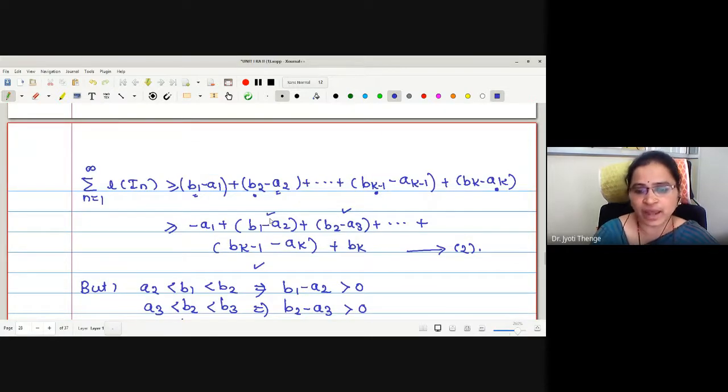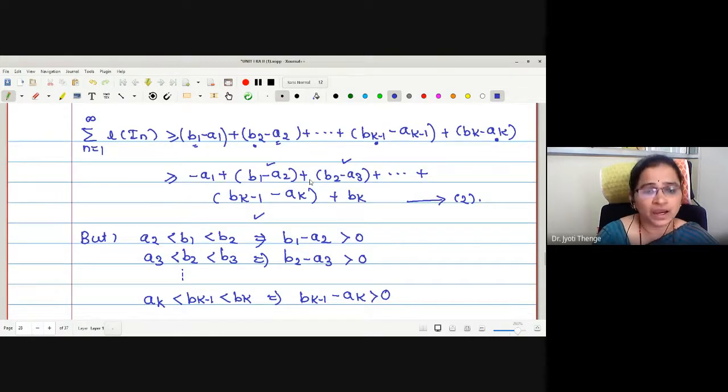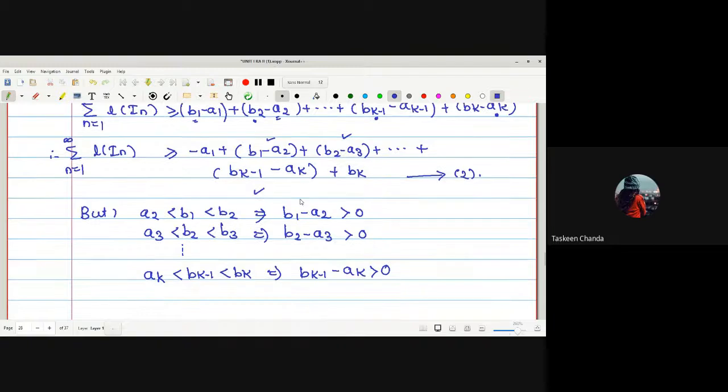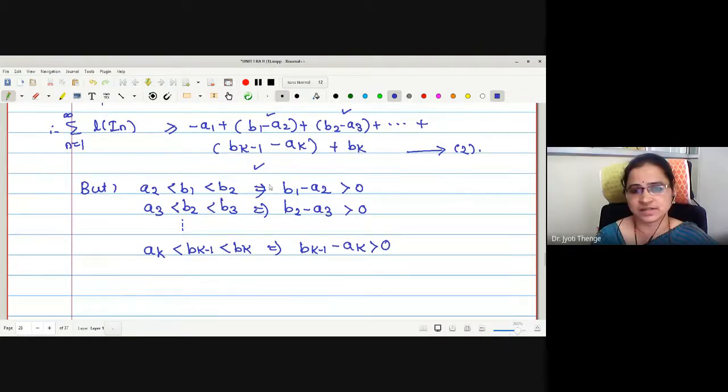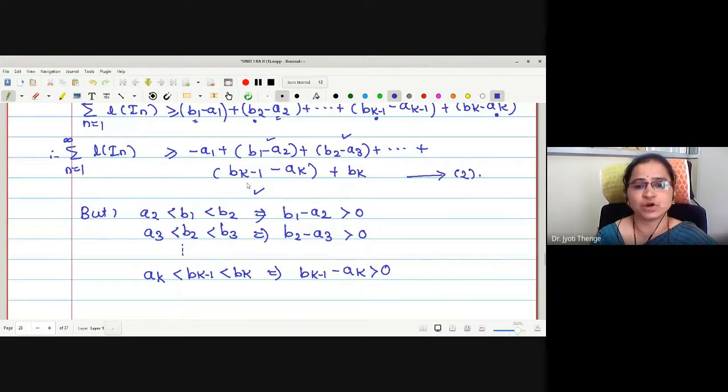Therefore, whatever brackets we have made on the right hand side of statement number 2 are all positive terms. My question is, if we remove all the positive terms on the right hand side of 2, what will be the effect on this inequality? The right hand side is already smaller than the left hand side, and we are removing some positive terms. Therefore, may I say the inequality remains the same? Yes, ma'am, it remains the same. Good. The inequality remains as it is because we are removing positive terms, so that the right hand side becomes still smaller. Therefore, the inequality continues.